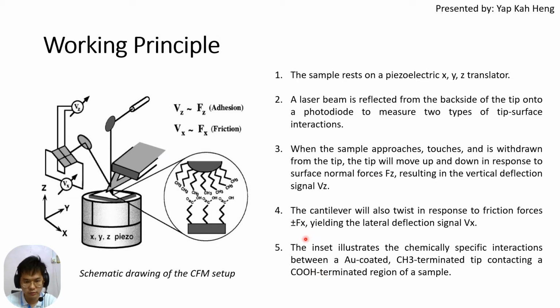And lastly, the inset illustrates the chemical specific interaction between an Au-coated SCH3 terminated tip contacting a COOH terminated region of a sample. So we take a look over here. We have the CH3 on the top, and then we have the COOH over here. So from the CFM, we can study the interaction of the CH3 and the COOH.